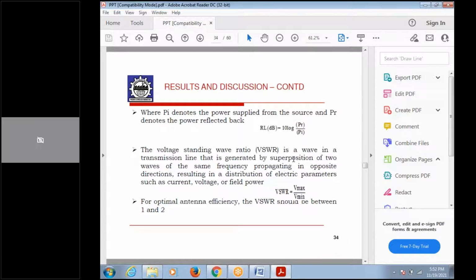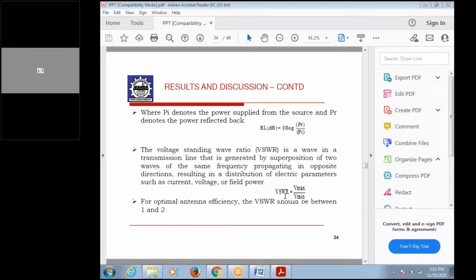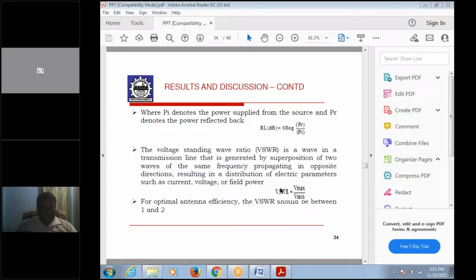Then VSWR is nothing but for a transmission line, a superposition of waves. That means how the waves are transmitted, the electric parameters: current, voltage and field power in the VSWR. So VSWR is equal to V maximum divided by V minimum. Normally the VSWR obtained is between 1 and 2. The VSWR maximum is 2. This is the best one.